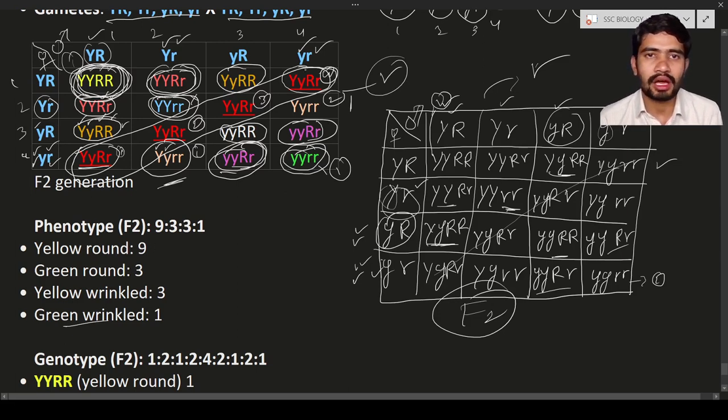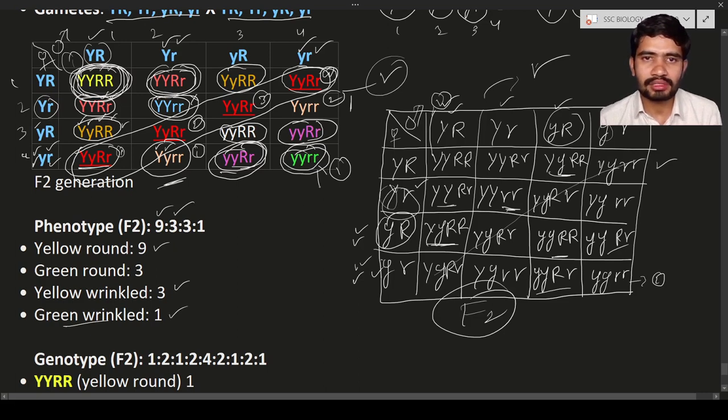Total 9 individuals are there in this table, 9 yellow round, okay. And it may have any type of genes, whether capital Y small y or capital R small r, anyway. But if you count, the total individuals will be 9. Why? Because the phenotypic ratio is 9:3:3:1. So 9 indicates yellow round, and the next 3 indicates green round. In the entire table, the green round will be 3, yellow wrinkled will be 3, and also green wrinkled will be 1.